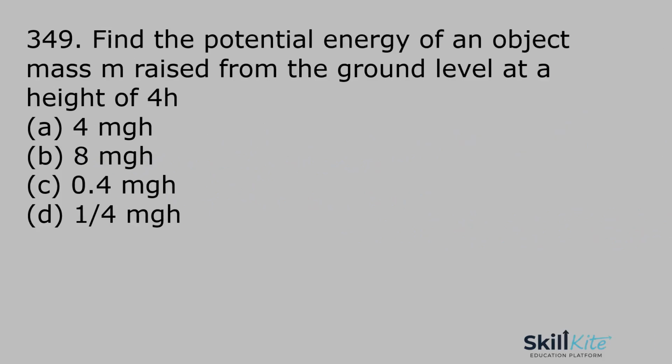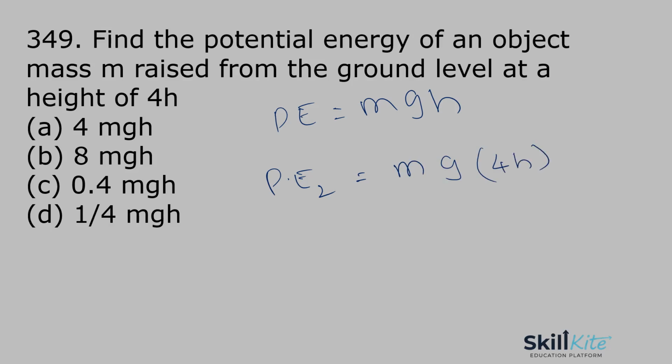Find the potential energy of an object of mass m raised from the ground level to a height of 4h. Potential energy equals mgh. Mass remains same, g remains same, but the height is changing. So it is 4 times the mgh. The answer is given in the mgh form, so that is the required option.